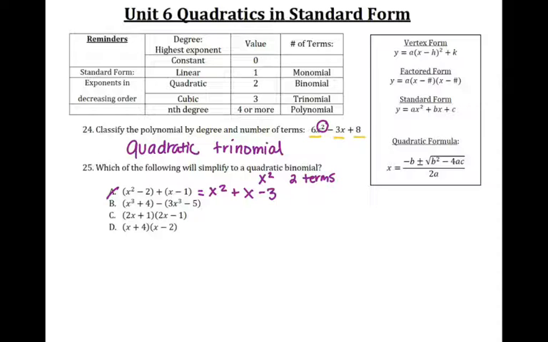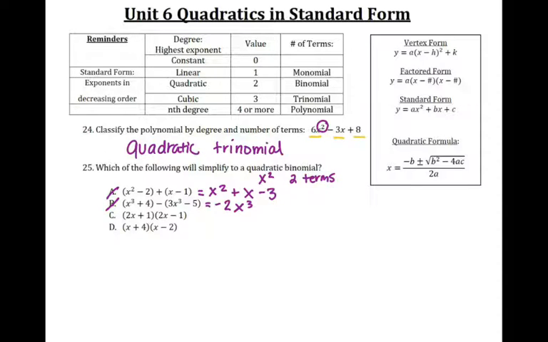So this right here is not going to be one of your answer choices. For letter B, if I start to combine like terms, x cubed minus 3x cubed is going to give you negative 2x cubed. I'm actually not even going to finish simplifying this because I see right away that I'm going to have an x cubed. That is going to be a cubic instead of a quadratic. So again, letter B, not your answer.